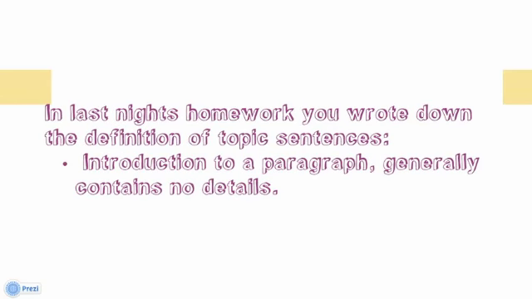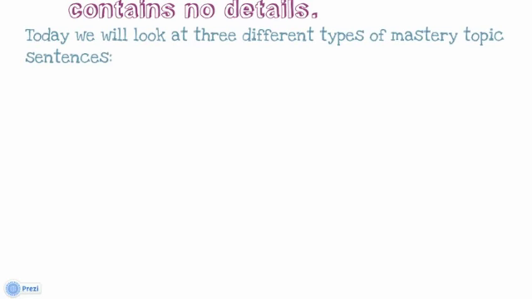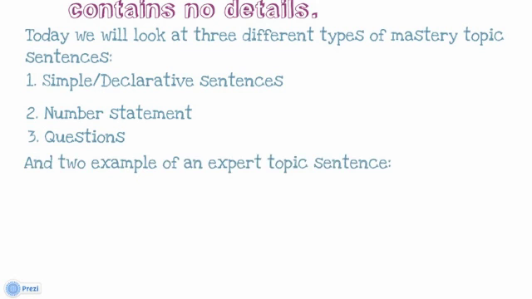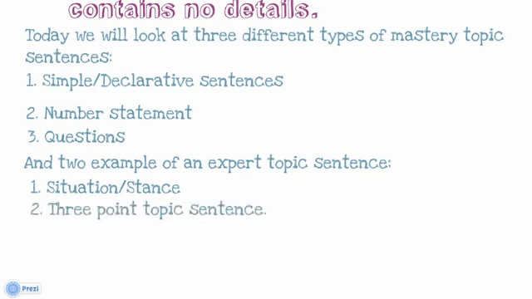In last night's homework, you wrote down the definition of topic sentences, which is basically the introduction to a paragraph, and it generally contains no details. So that's really important for us to remember in our little brains. We're going to look at three different types of mastery topic sentences: the simple declarative sentence, the number sentence, and the question sentence. And then two examples of expert topic sentences are situation stance and three-point topic sentence.